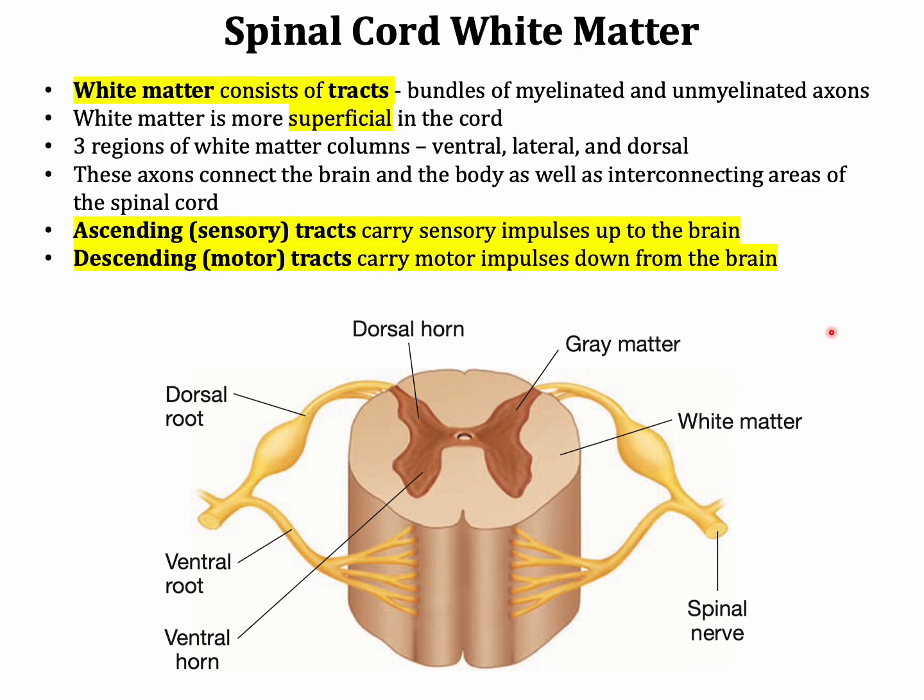The white matter consists of tracts, bundles of myelinated axons transmitting information up and down the cord. So there's an anterior region, posterior, and lateral, and we're going to find, when we cover the different types of tracts, that they are organized within the cord. We can describe them as either ascending or descending. So sensory tracts are ascending, going up to the brain. Descending tracts are going down, carrying motor information.